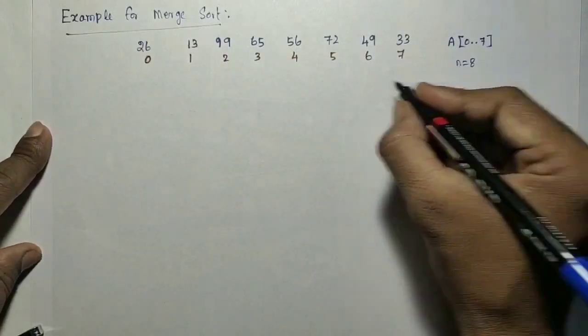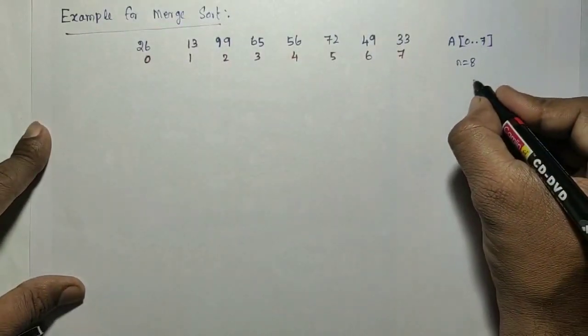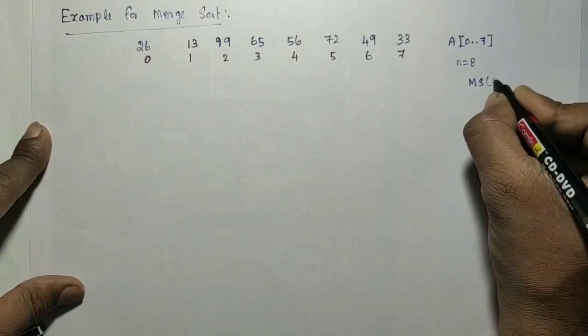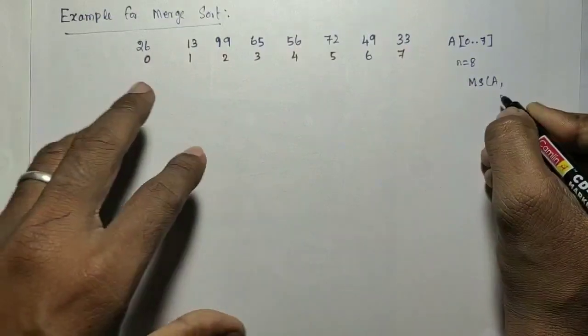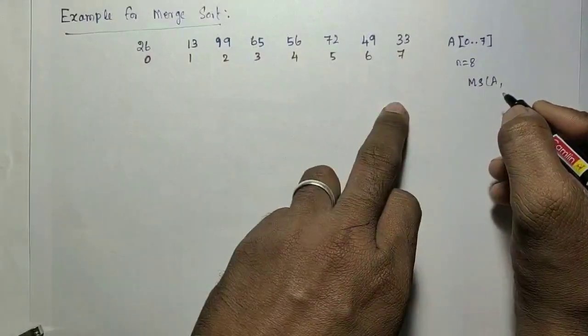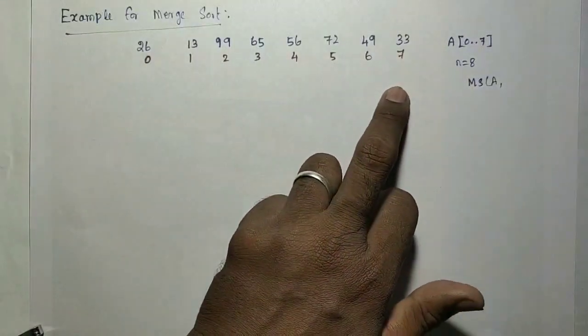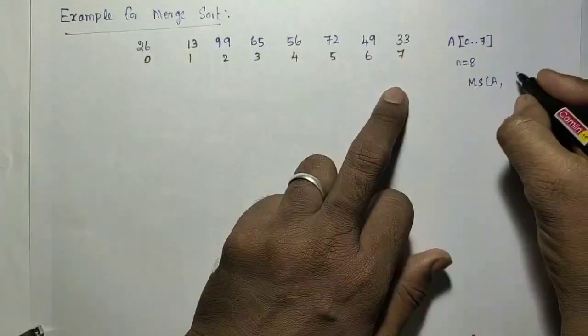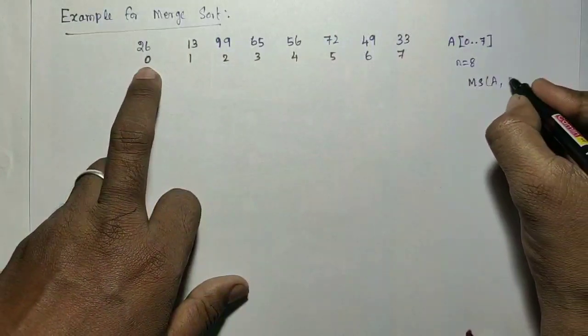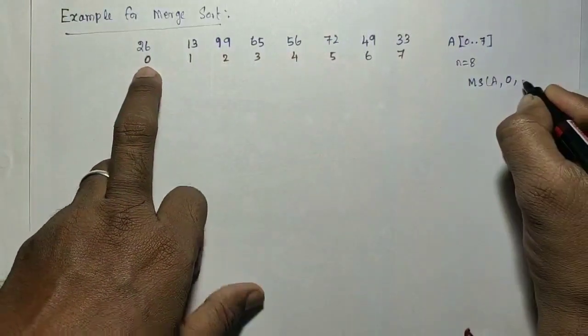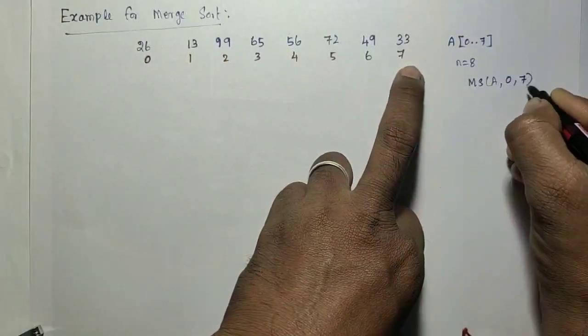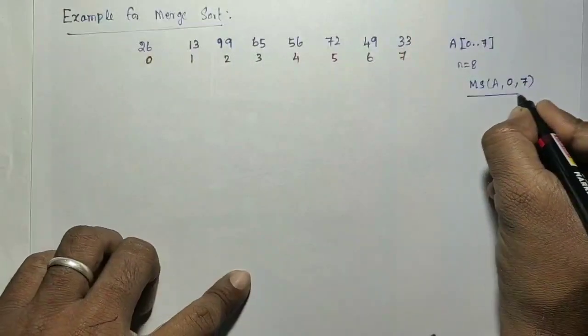If I want to sort these elements using merge sort, I need to call merge sort of A, comma, and pass from where to where I want to sort. If you want to sort the full entire array, you have to give p as 0 and r as 7, the last index, 0 to 7. This is the initial call actually.